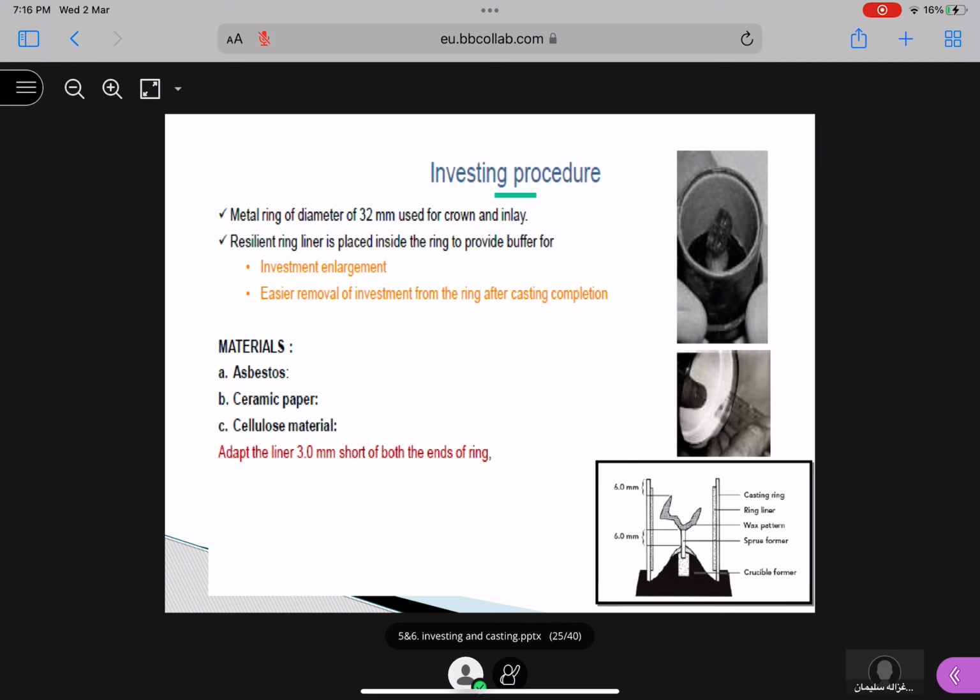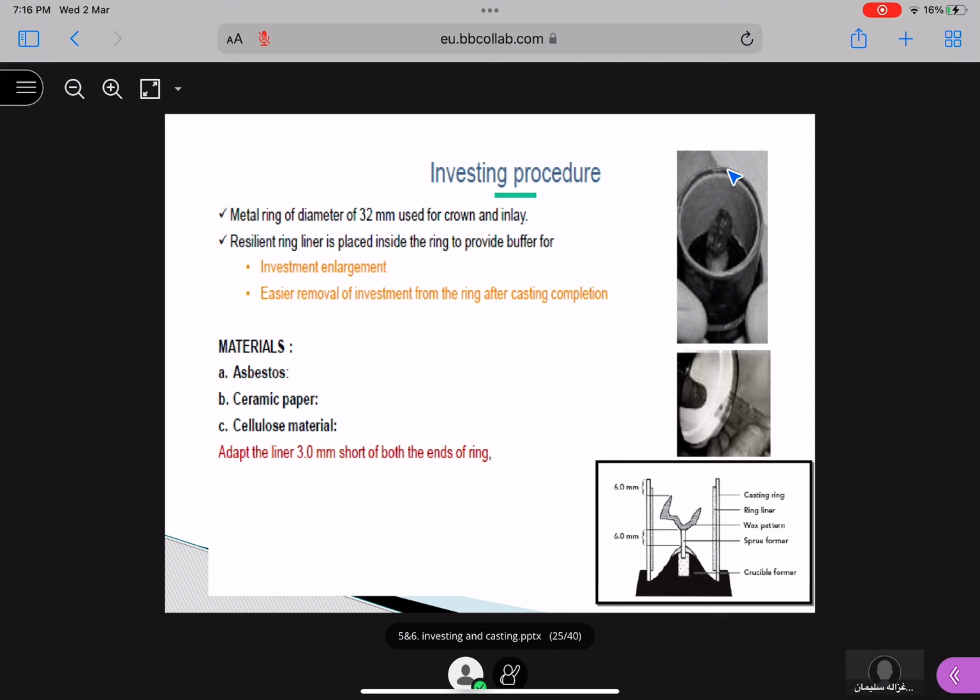Now we will come to the investment procedure. So what we will do, if you see here, this is your casting ring. In the casting ring, this is your black color metal part. Now in this, you have put this ring liner. This is called a resilient ring liner. It is pressed. It has to be pressed inside this ring.